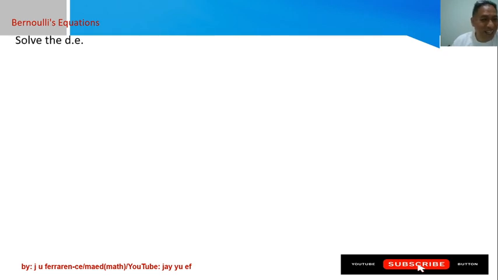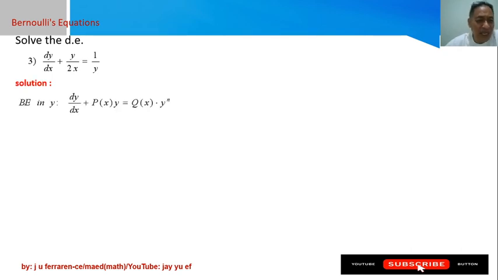Okay, so number 3. This is my given. This is already following a standard form of a Bernoulli equation. But it is not very obvious, so I can maybe rewrite this again. Okay? Showing my P of x and my Q of x. So this is my standard form being my guide. Okay? Properly placing the dy dx. So if there's a factor y, the coefficient of that is 1 over 2y.